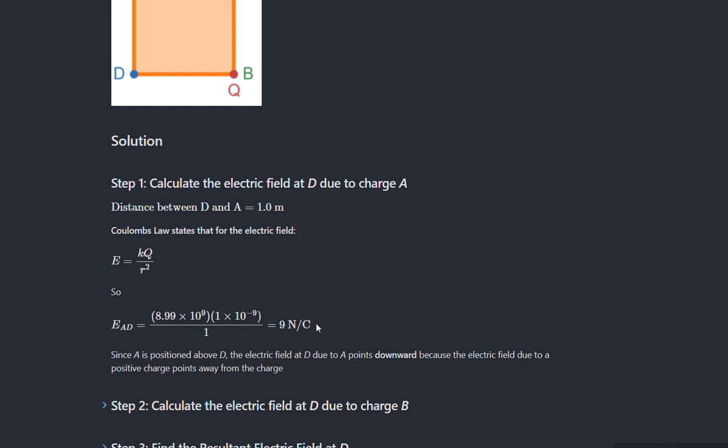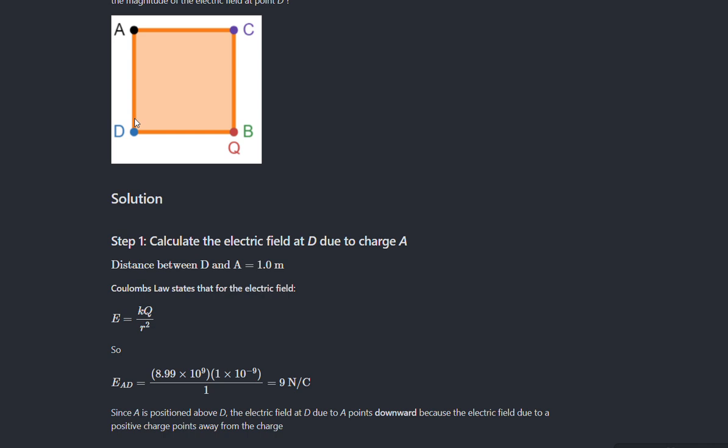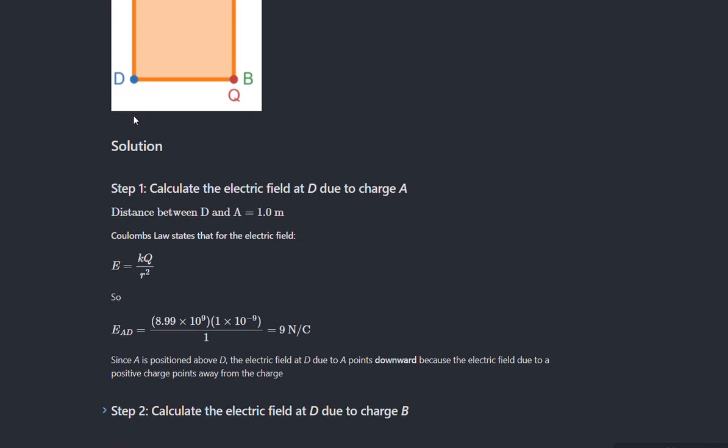nanocoulombs. And now to get the direction, since A is positioned exactly above D, the electric field is going to point downwards. And more specifically, because the charge is positive, the direction of the electric field will point away from the charge. So our vector EAD is 9 nanocoulombs pointing downwards.